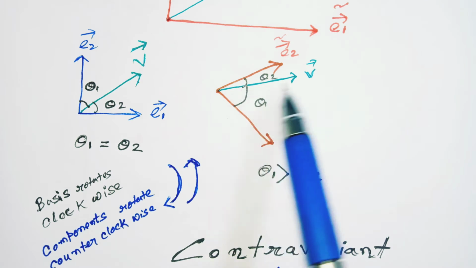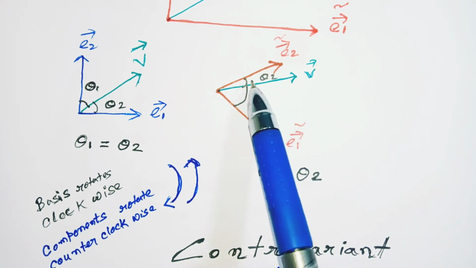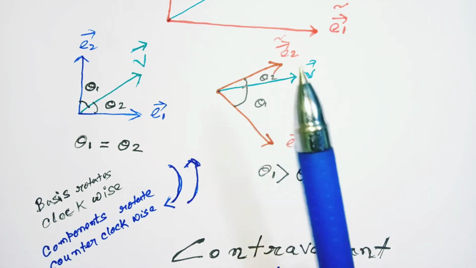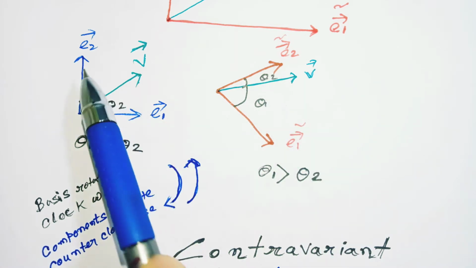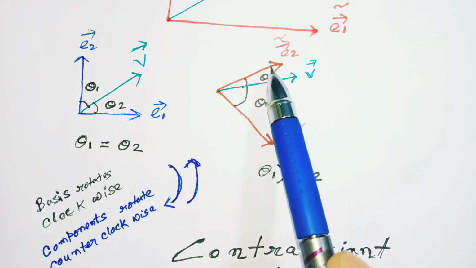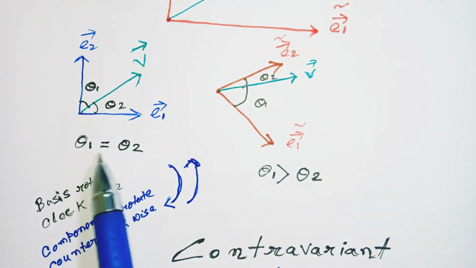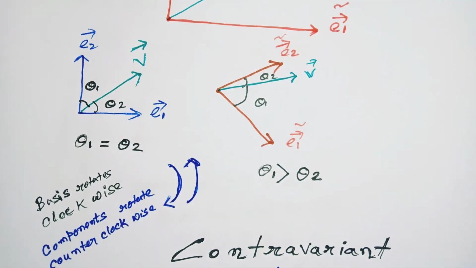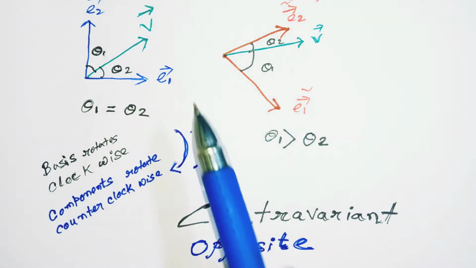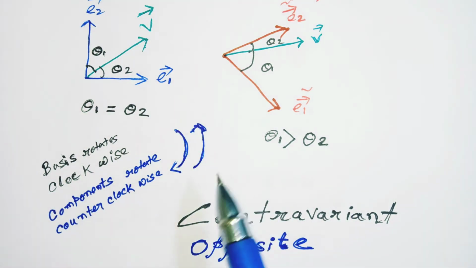And this V vector seems to be inclining towards the new basis vector e2 tilde, which was the old e2, which has rotated and got this kind of a shape. So here theta 1 and theta 2 were the same. Here theta 1 is greater than theta 2. That is why I have written here that the basis rotates clockwise in this way, but the components rotate counterclockwise in this way.